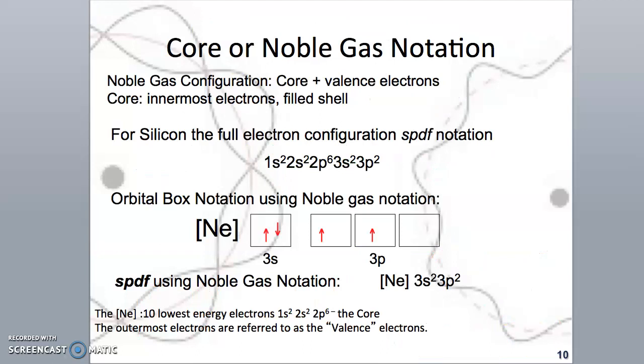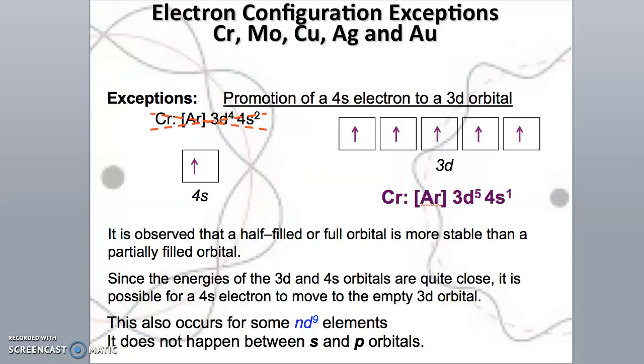The noble gas notation makes writing electron configurations easier. The method is to write the previous noble gas in brackets to represent that number of electrons, then proceed as you would after the noble gas. The example given is for the silicon atom, and we can represent the first 10 electrons with the noble gas neon in brackets, and then write the remaining electrons. The remaining electrons are referred to as valence electrons. These are the outermost electrons, and they will be involved in bonding, and we'll see this in the next chapter.